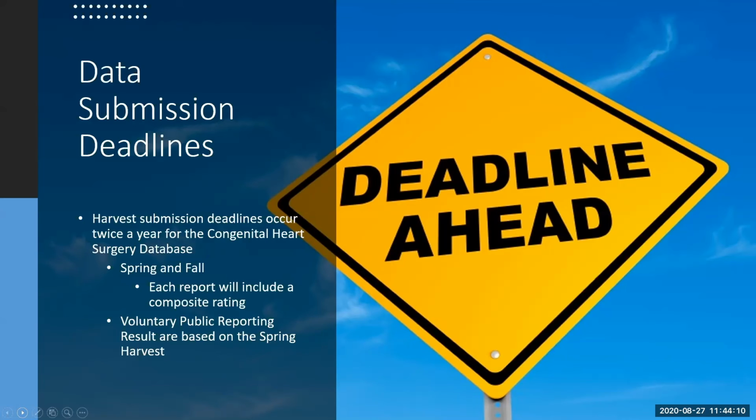So for this harvest with the data that is due October 16th, the dates will be from July 1st of 2016 to June 30th of 2020. So any surgeries that occurred within those date ranges would be required to be submitted to the database and then analyzed. Voluntary public reporting then is based on the spring harvest. And so for right now, public reporting through the IQVIA transition has been halted, but it will pick up again in 2021, and those get posted on the STS website. Next slide.